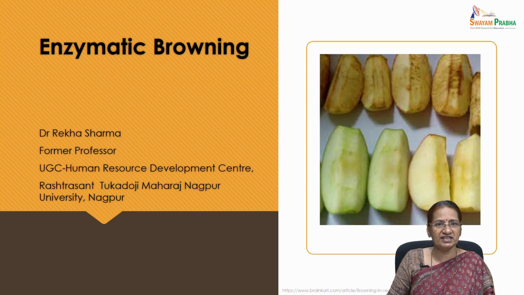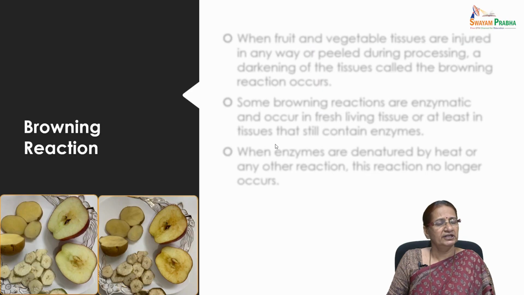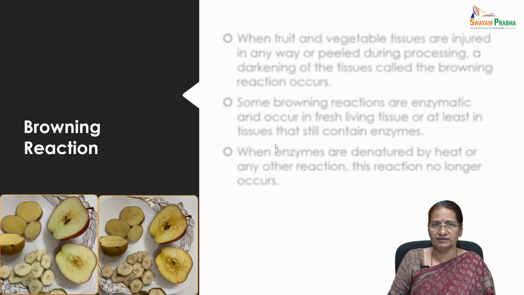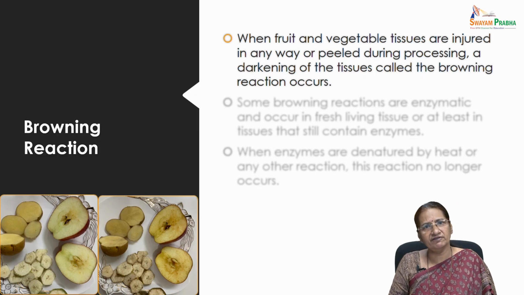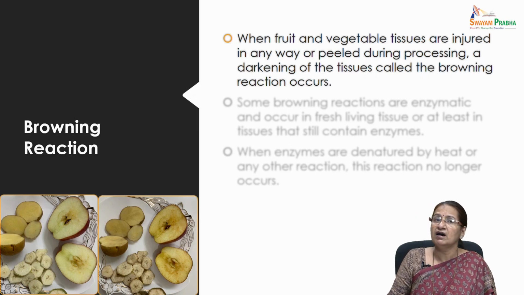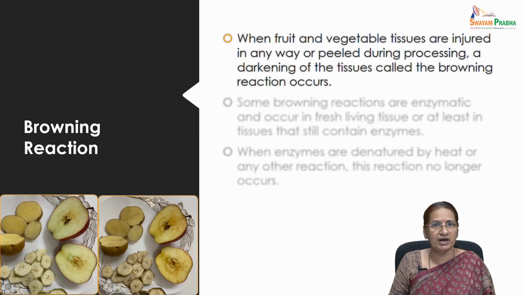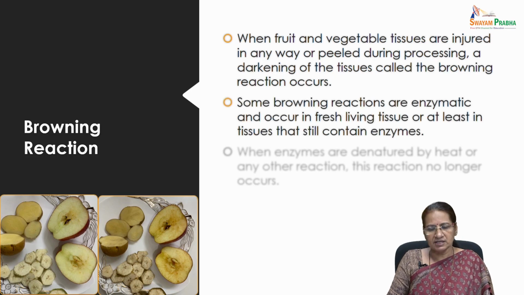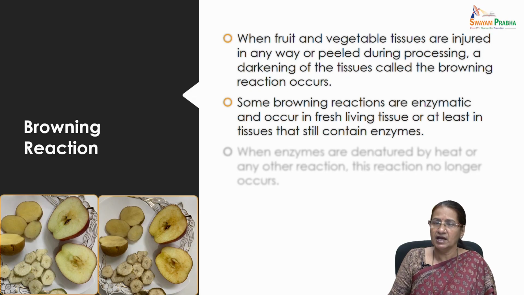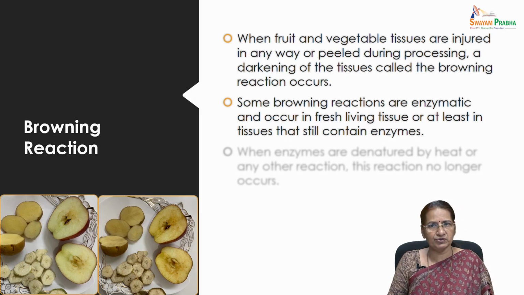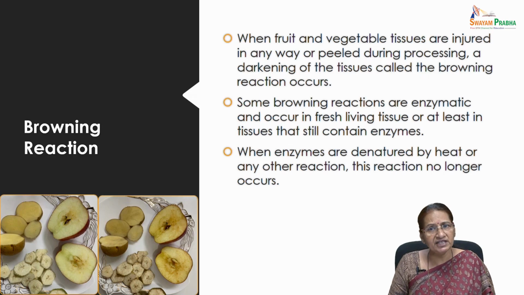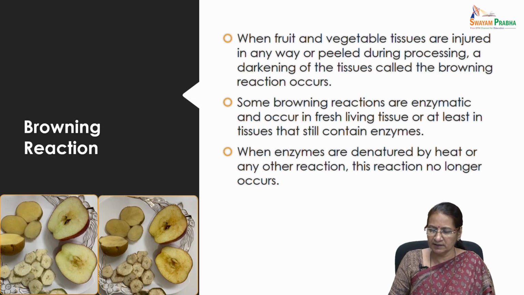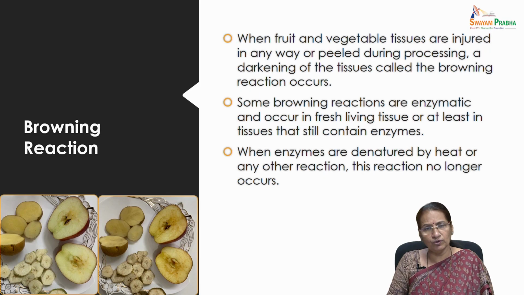In this video, we shall study enzymatic browning. Now let us first study what is browning reaction. When fruit and vegetable tissues are injured in any way or peeled during processing, a darkening of tissues called the browning reaction occurs. Some browning reactions are enzymatic and occur in fresh living tissue or at least in tissues that still contain enzymes. When enzymes are denatured by heat or any other reaction, this reaction no longer occurs.